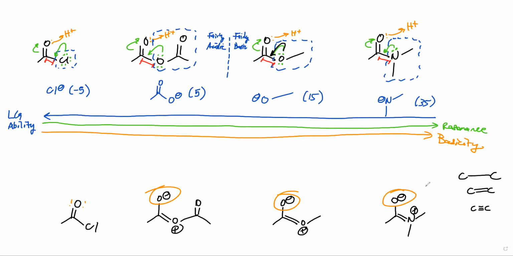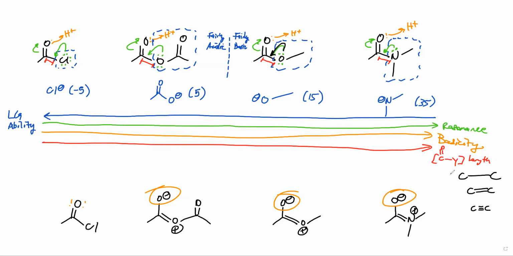So if the amide has the most resonance, and that resonance involves a double bond, it has the most double bond character, so it should also have the shortest C-Y bond out of all of these guys. So I'll write it like this.